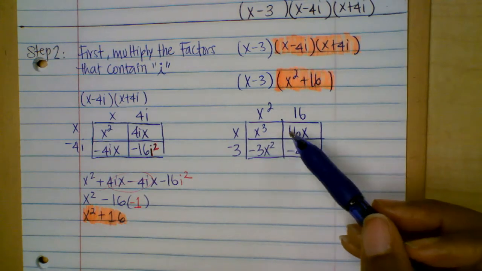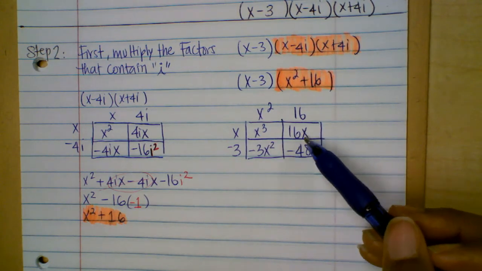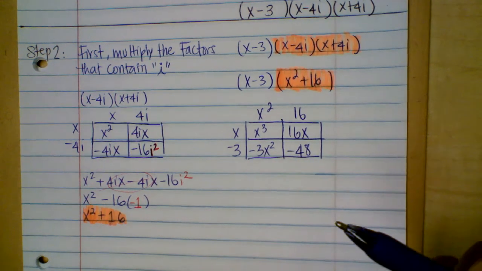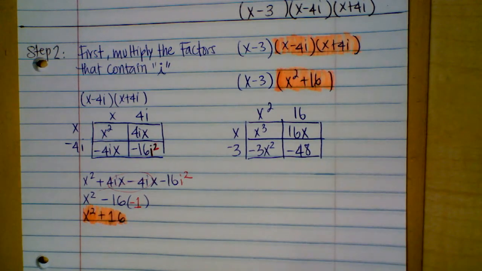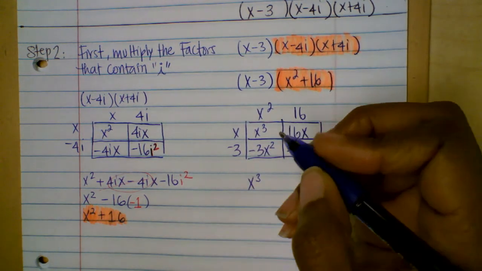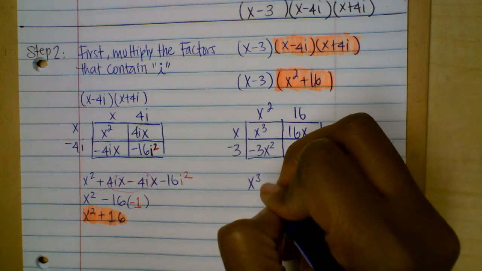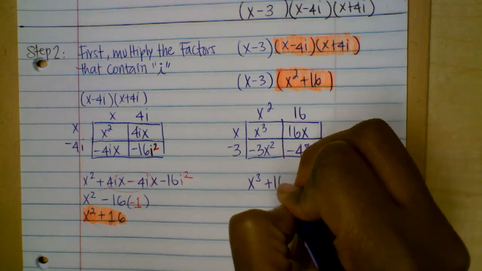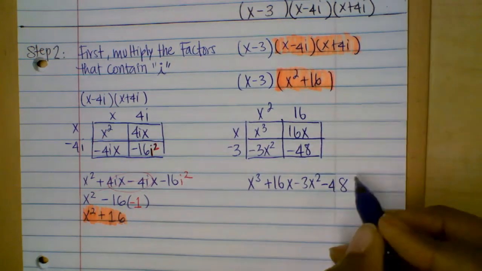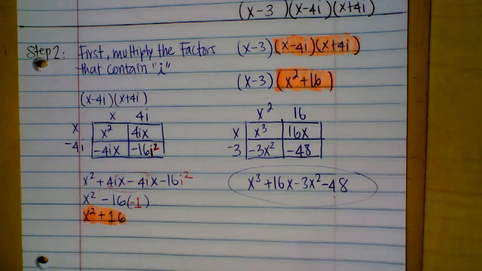And I notice after multiplying, I don't see any like terms with the same variable, so there's nothing to combine. The final answer is going to be x cubed plus 16x minus 3x squared minus 48. That's the final product. But we are not done.